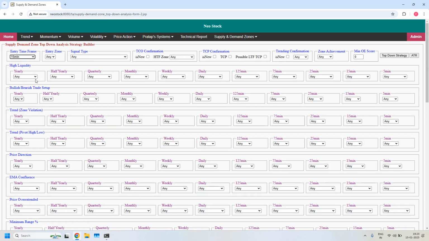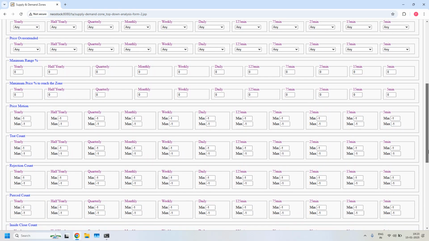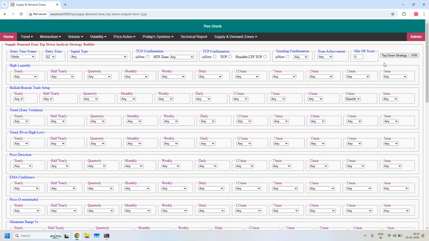Entry time frame 15 minutes. Entry zone, supply zone. In bullish or bearish trade setup at entry time frame 15 minutes, I am selecting bearish. And these 15 minute supply zones should not be pierced. So in the pierced count at 15 minutes time frame, I am setting minimum value 0, maximum value 0, zone achievement violated opposing zone, minimum odd enhancer score 12. All 3 filters are applied to 15 minute supply zone.